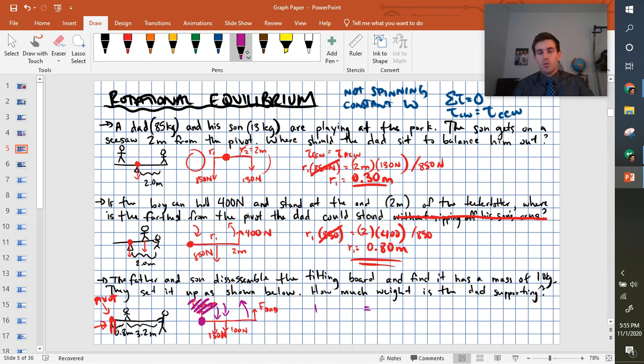Let's start with the dad. We'll say the dad is 4 meters out. That's his lever arm. We know that he's 4 meters from the pivot point that we just decided. And he's exerting some unknown force that we're trying to find, the FDAD force. Then going the other direction, we have the son. His lever arm is 0.8 meters from the pivot point, and he has a weight of 130 newtons. Then we know the weight of the board is 100 newtons, but we have to figure out where the force is being applied.